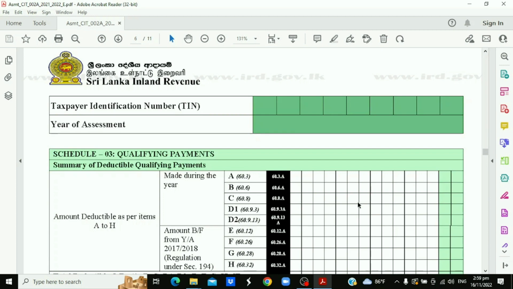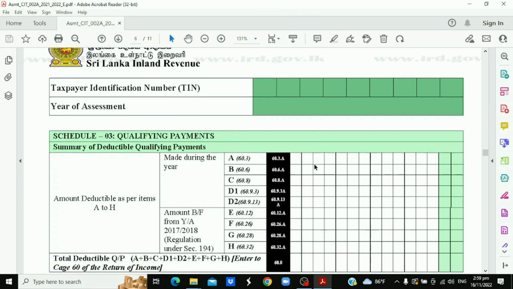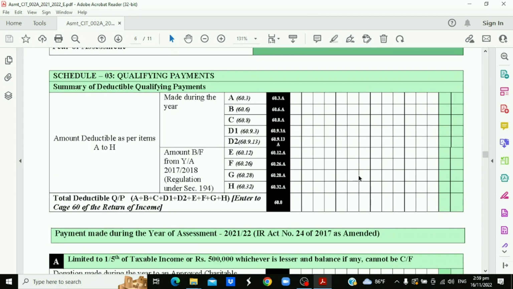Now we are going to discuss schedule 3. Schedule 3 is connected with the main return, right? The final answer for this summary page is connected with the return. Out of this total assessable income, right, we have to deduct the qualified payment deductible amount, then we can arrive at the taxable income, right?